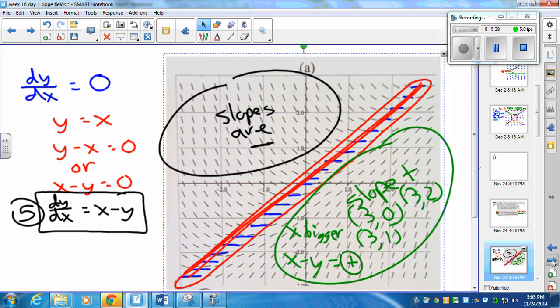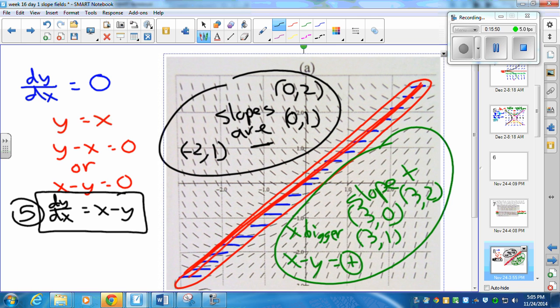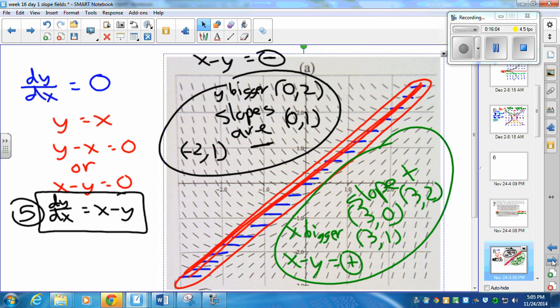And over here, any point that you take, like 0, 2, 0, 1, or way over here, negative 2, 1. Every point that you do, y is bigger. And if y is bigger, then when I do x minus y, y is the bigger number, so that's going to land on a negative. So that's my way of figuring out that graph A goes with number 5.